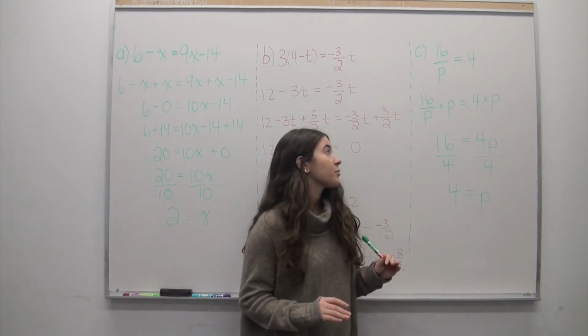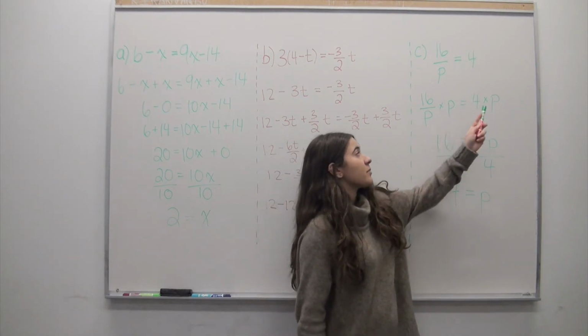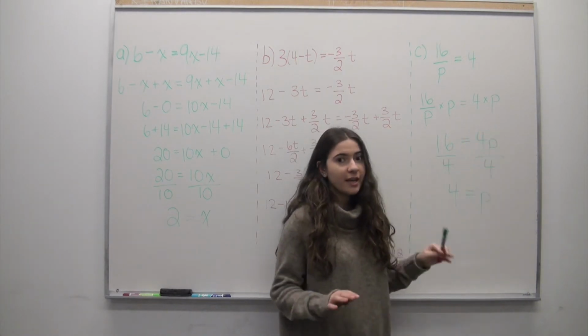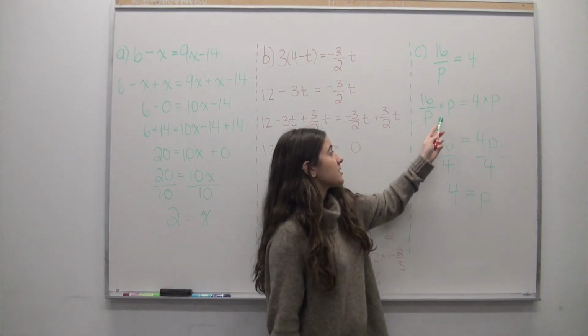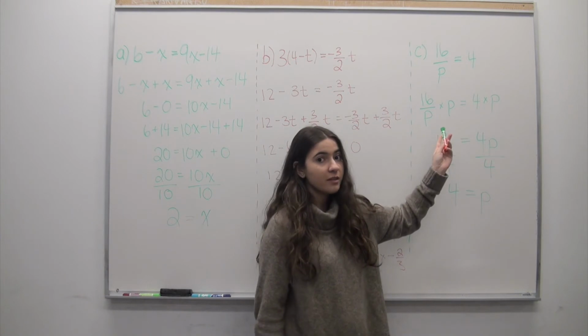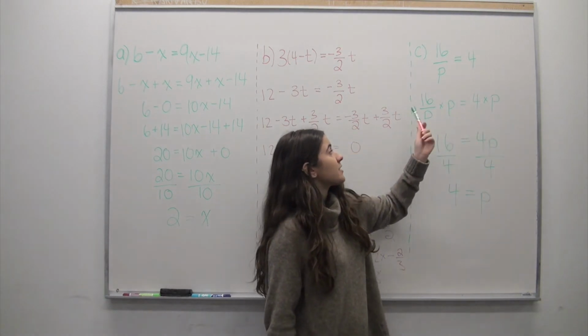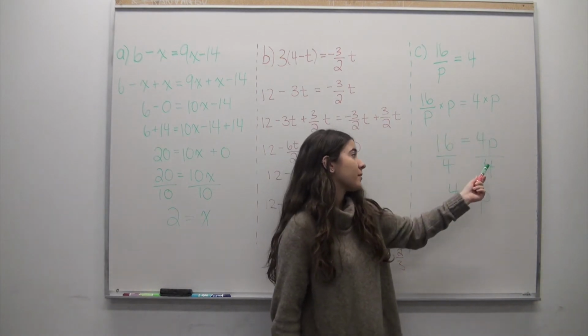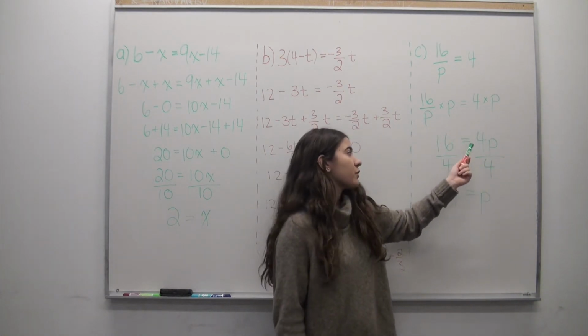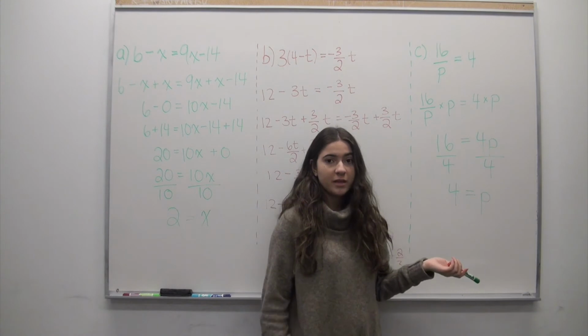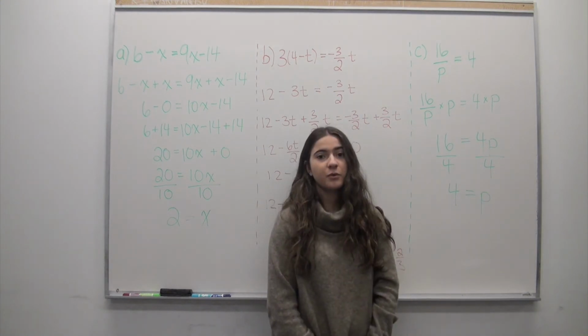So the easiest way to approach this problem will be to multiply by p on either side of the equation, again, maintaining equality. And what this does is it cancels p from the denominator on the left-hand side. So by multiplying by p on either side, we'll get that 16 is equal to 4p. And then from here, you just perform your opposite operations to whatever's being applied to p, and you get that p is equal to 4.